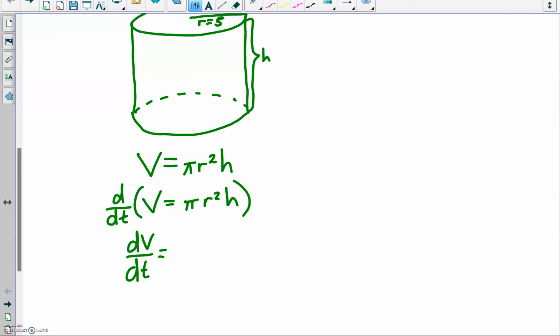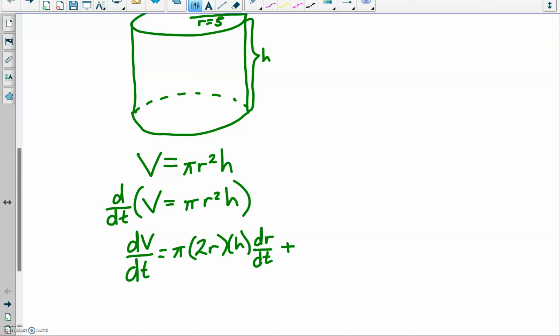So I'm going to focus on the r squared first. The derivative of that is 2r. So I'm going to have pi, I'm just going to write this out kind of in this order. So pi times 2r times h, and then dr/dt. We derive the r, which is some unknown function of t. That's where the implicit chain rule idea comes in. And that means we've got to multiply by that dr/dt at the end.